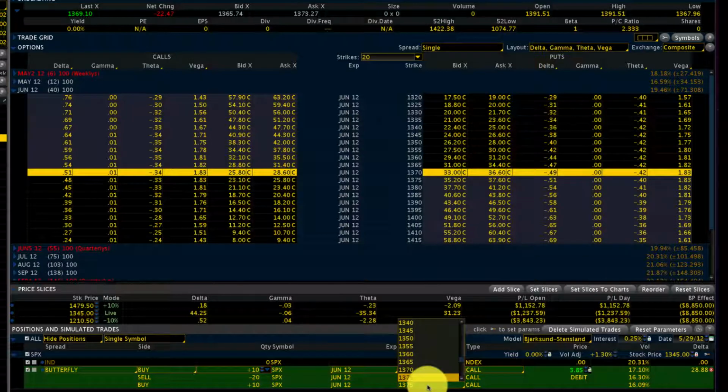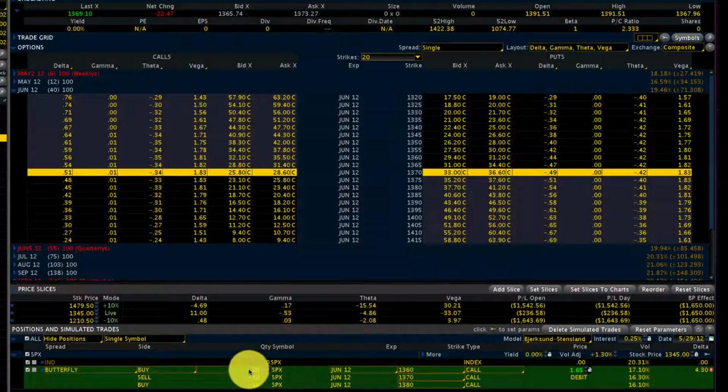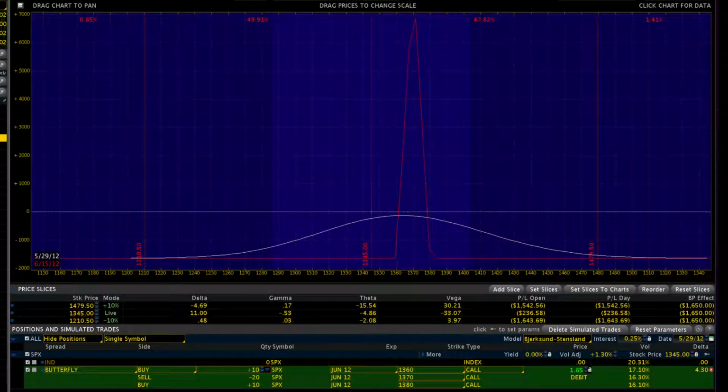Let's do 1360 and 1380. So we're selling the 1370, two of those, and we're buying at a ratio of one at the lower strike, which is 1360, and we're buying one of the 1380. So in our case, it's 20:10:10. Instead of 2:1:1, it's 20:10:10. And that's what it looks like. Our debit now is $1.65. So for 10 of these spreads, we're going to pay $1,650, and that's going to be the maximum loss on this trade. So let's look at its risk profile and see what a butterfly looks like.